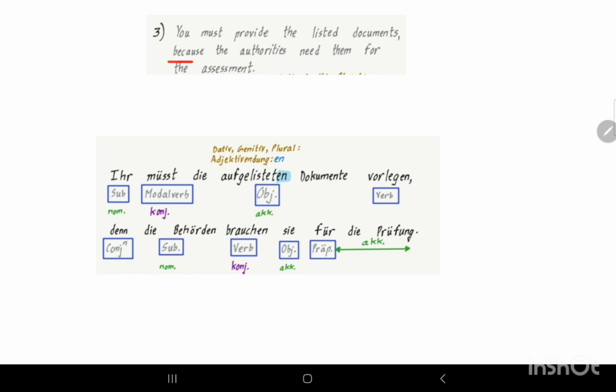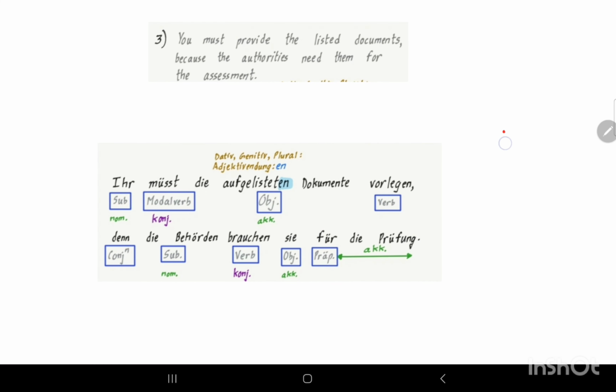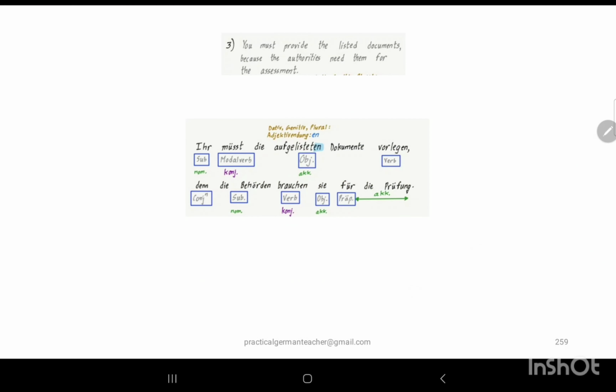I am using denn for "because," then the sentence structure remains the same. Denn die Behörden brauchen sie für die Prüfung. Sie is like "them." Okay, für die Prüfung. Here I'm using the preposition für, and after für, whatever you have, it's accusative, but Prüfung is feminine, and in accusative as well, it remains die. So when you go from nominative to accusative, the only change that you see is for masculine. Neutrum, feminine, plural remain the same when it comes to articles.